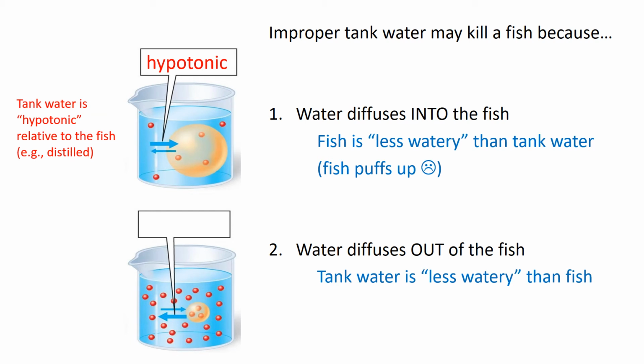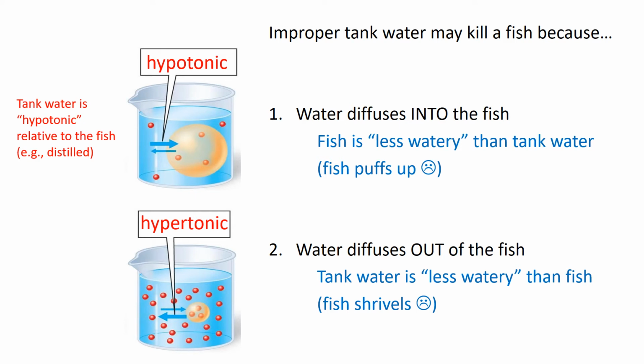In this situation, the tank water is less watery than the fish. And you'll notice that it has a lot of solutes dissolved in it, more solutes per volume than are contained in the fish's bloodstream. In this case, the fish will dehydrate, losing its own water to the outside environment, and the fish may shrivel up.